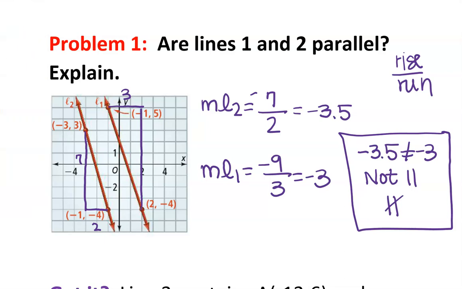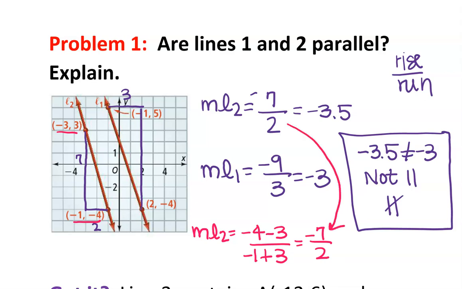You could have used the formula, and that would be using the ordered pairs. So the slope of line 2, I'm using these ordered pairs for this one, -4 minus 3. So the y's go on the top, the x's go on the bottom. -1 minus a -3, which would be +3, gives you -7 over 2. Note that those are the same.